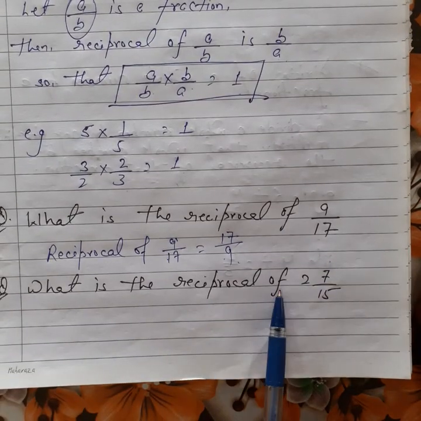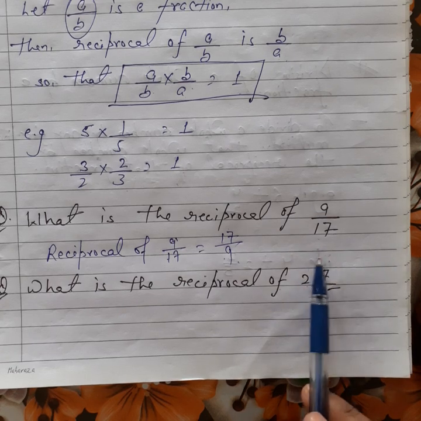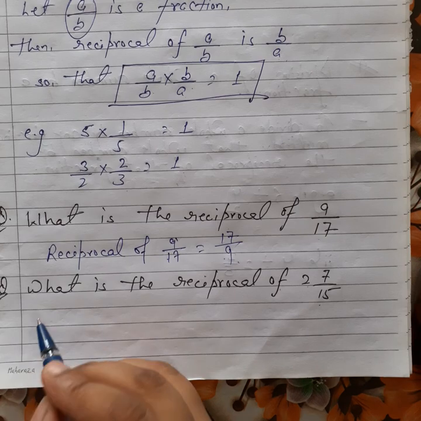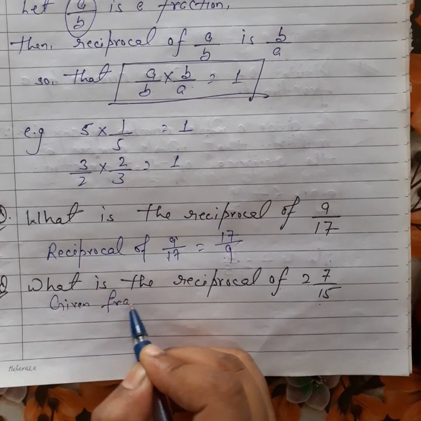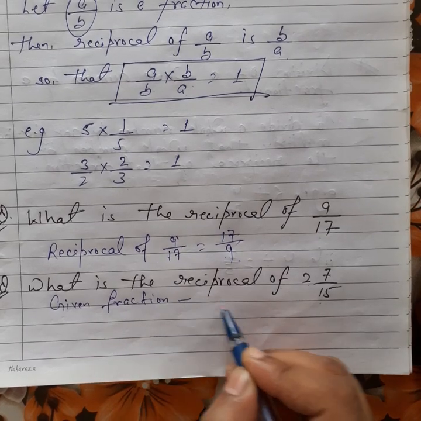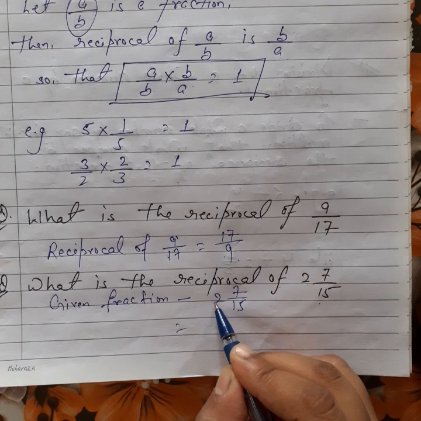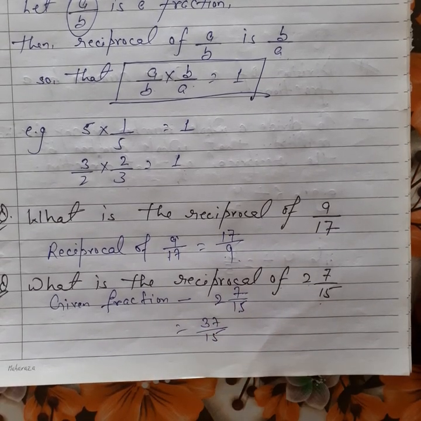What is the reciprocal of 2 whole 7 by 15? This is a mixed fraction, so first we convert it into an improper fraction. The given fraction is 2 whole 7 by 15. 15 times 2 is 30, 30 plus 7 is 37, so it is 37 by 15.